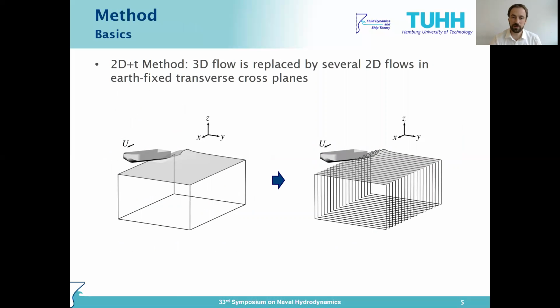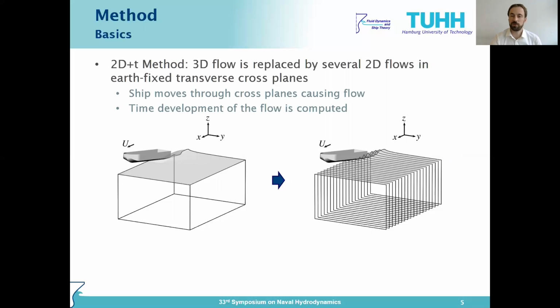The method is based on 2D+T theory, and in this theory, the 3D flow is actually replaced by several 2D flows in Earth-fixed transverse crossplanes. This is supposed to be illustrated by the picture shown on the slide, where many black rectangles in the right picture represent the crossplanes. As the ship moves through these crossplanes, it causes flow in these crossplanes, and we compute the time development of these flows. And together, the many two-dimensional flows approximate the original three-dimensional flow.